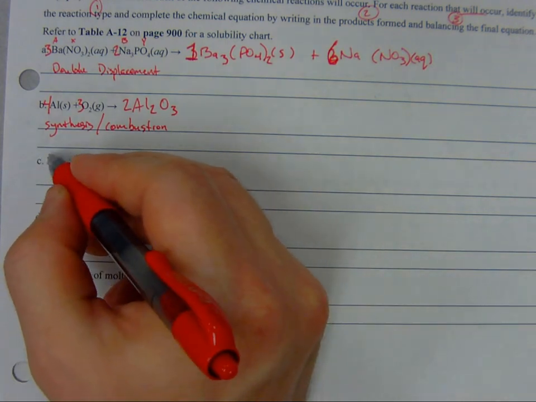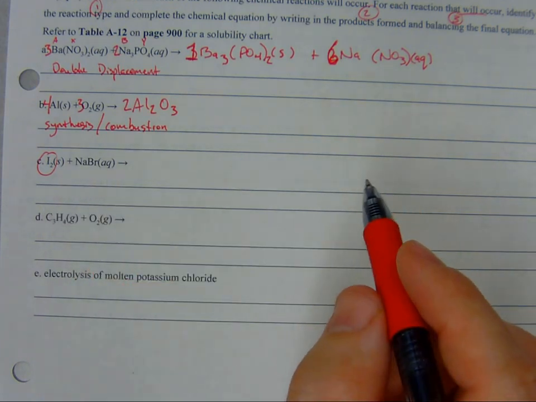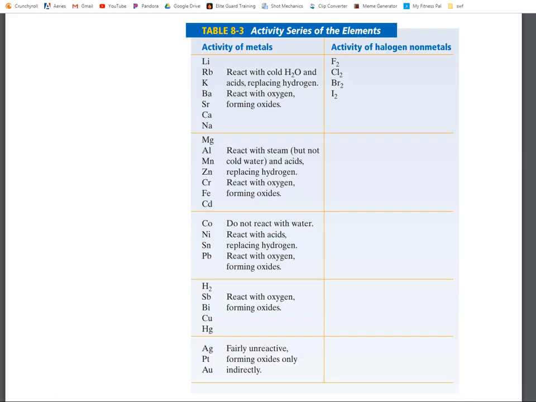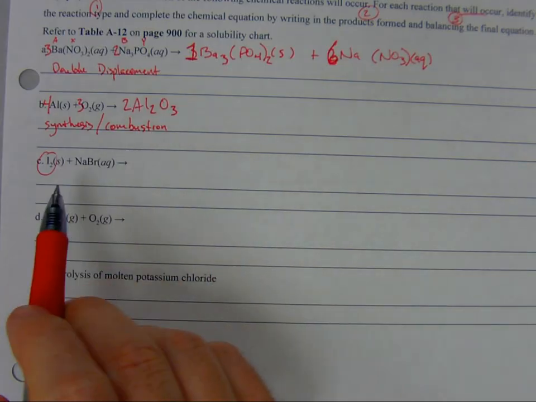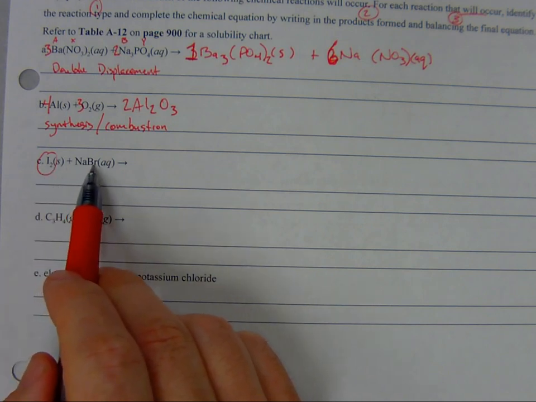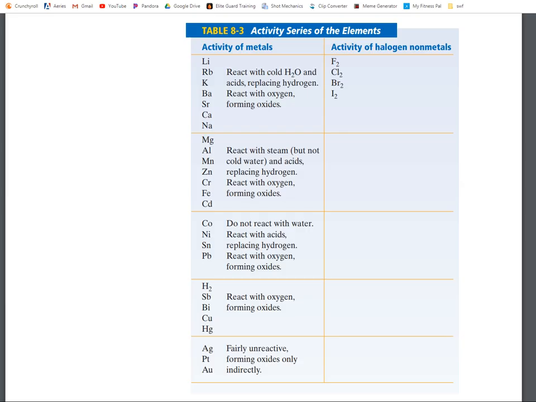Now, pay attention. Iodine is a halogen. Remember, like displaces like. So when we go over to our tables, switch to my activity series, right? This is the one that's in your book. Iodine is over here in the activity of halogen nonmetals. Nonmetals displace nonmetals. So when you look at this problem, we're not seeing if iodine can displace sodium. We're seeing if iodine can displace bromine, right? Like displaces like. Nonmetal displacing nonmetal.